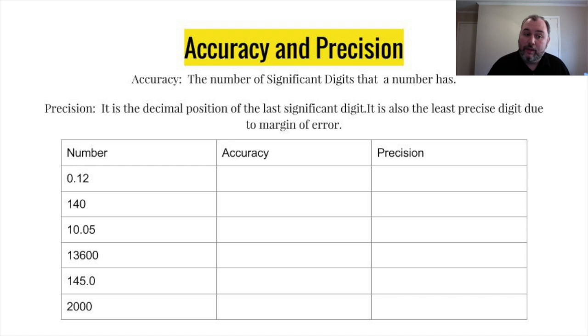And then the 0 at the beginning. According to our rules, the 0 at the beginning of a number, not just a decimal, not just a whole, but any number, the 0 at the beginning of a number is not a significant digit. Therefore, the accuracy of 0.12 is 2 significant digits. All right. The precision, well, the last significant digit in 0.12 is 2. So the precision is to the 100th.